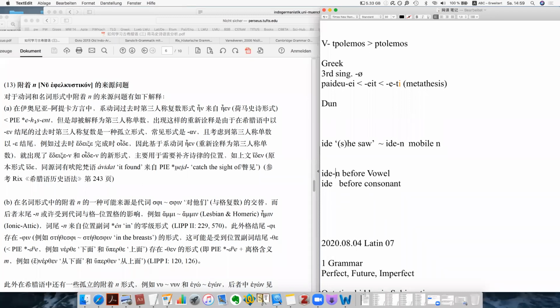So why do we have this variant? Some people would say, well, it's because of meter, yeah. So we need to have a special hexameter.